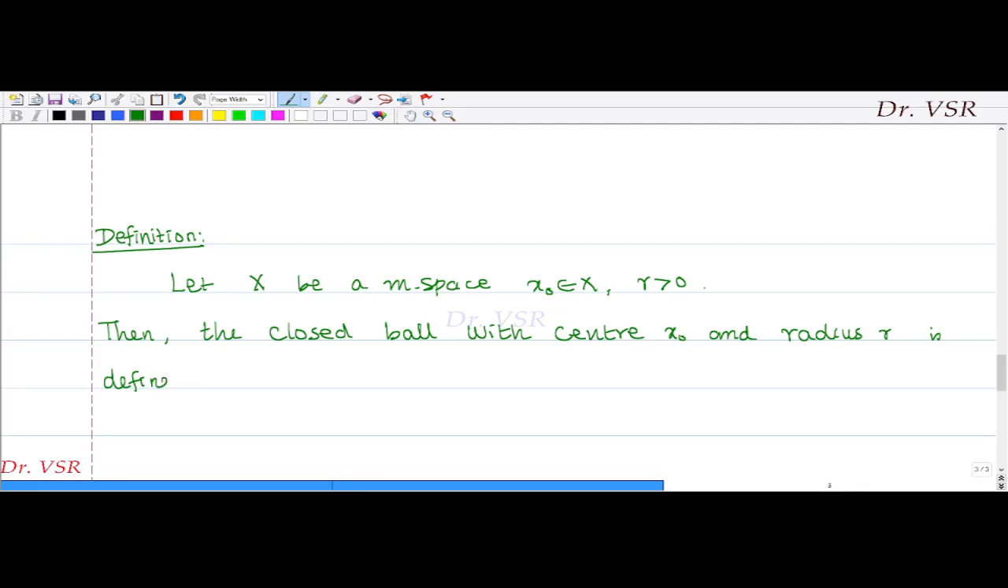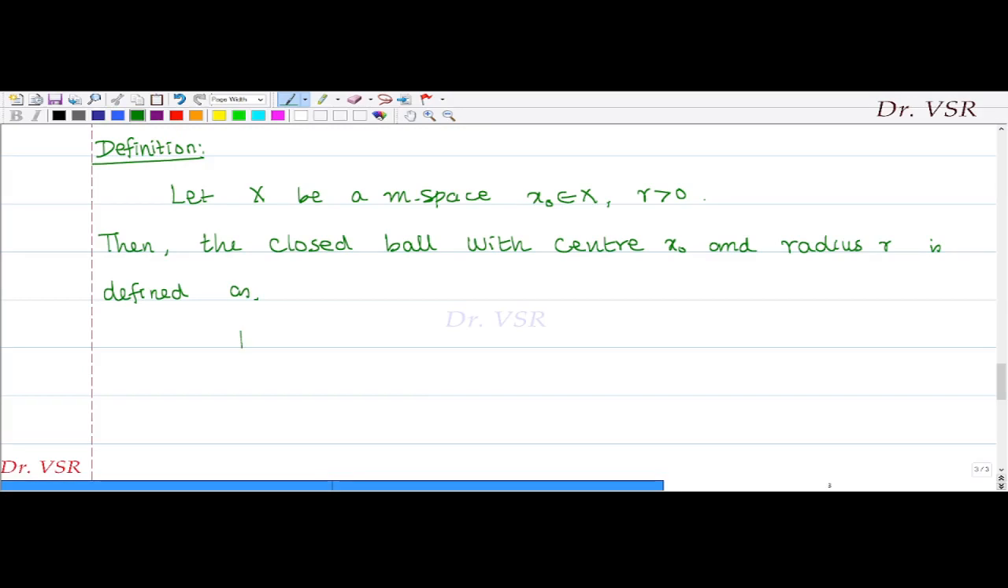defined as follows. Ball with the center x naught, radius r, is defined to be the set of all y belongs to capital X such that distance between y comma x naught is less than or equal to r. Okay, so this is called a closed ball with the center x naught and radius r.